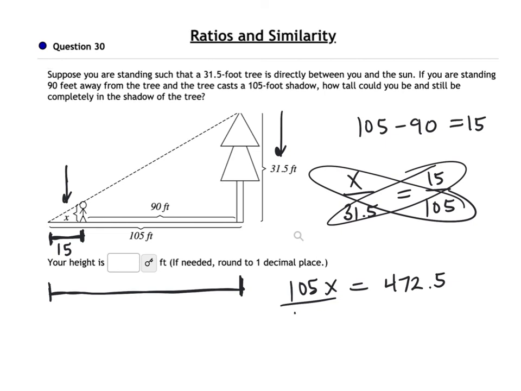I'll divide both sides by 105. 472.5 divided by 105 is 4.5. It says round to one decimal place, that's the tenth, if needed. We didn't need to here. Our answer is 4.5.